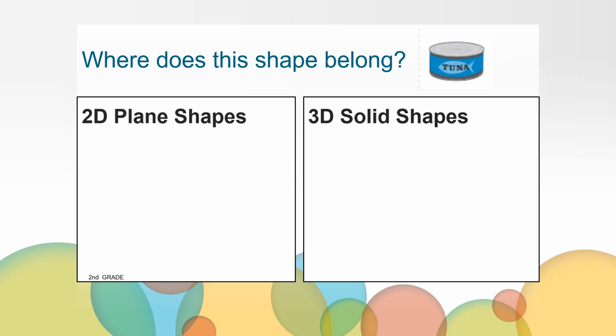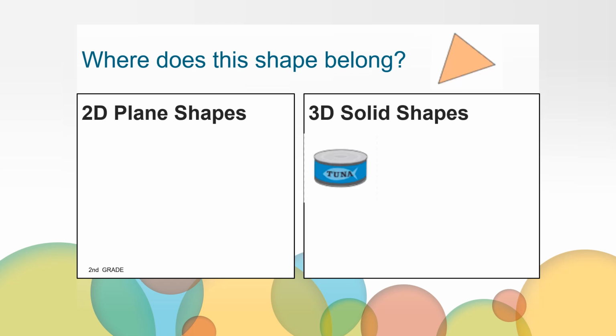Where does this shape belong? This is a tuna can. Is it a plane shape or a solid shape? How do you know? The tuna can is a solid shape. Now you can see the tuna can in the solid shapes box down below.